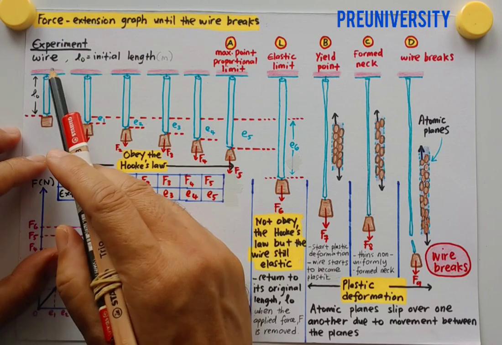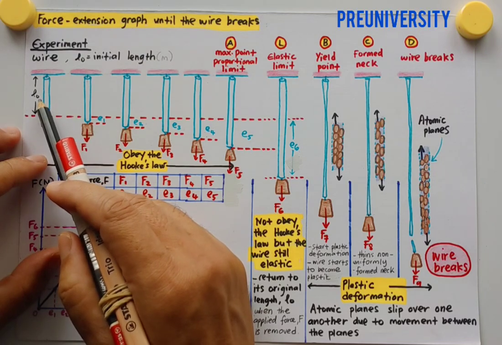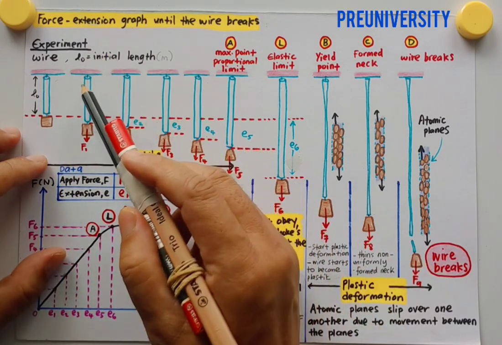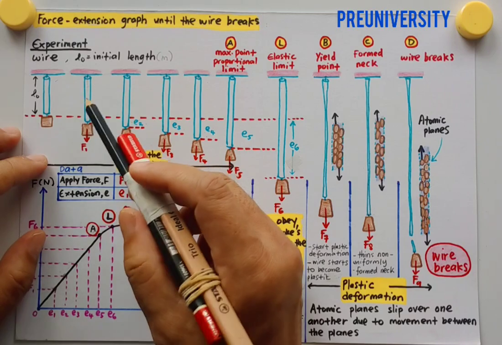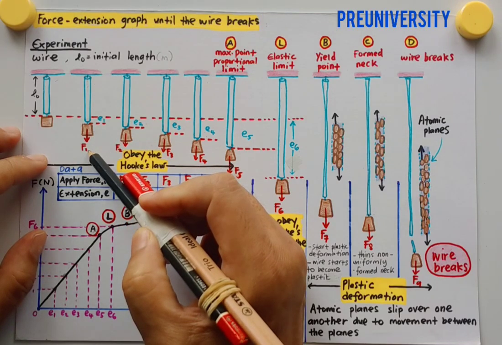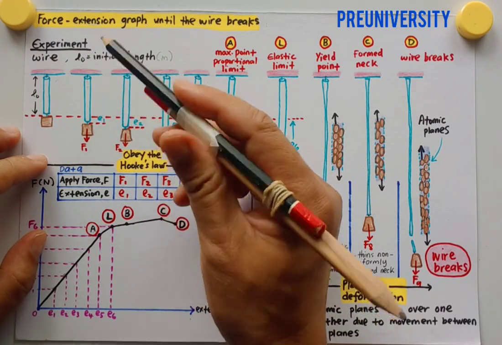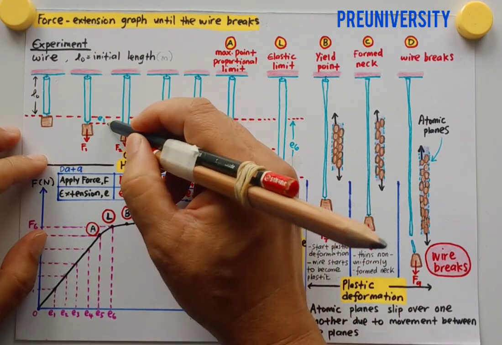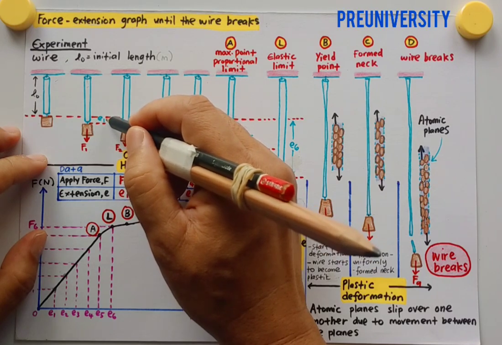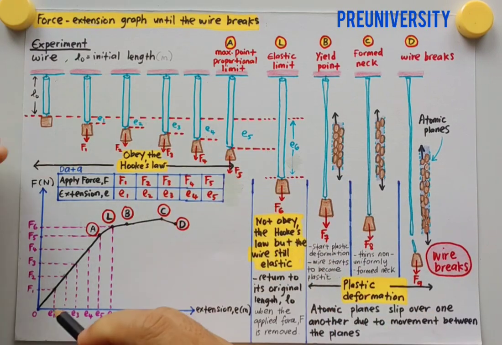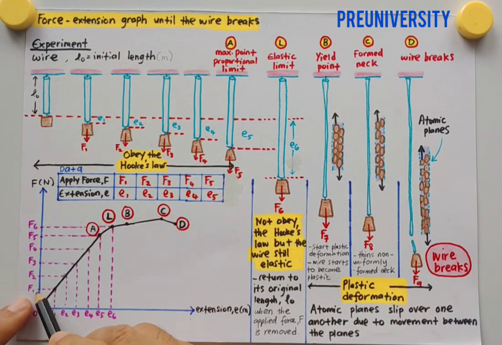So we have the wire with the L0. L0 is the original length, initial length of the wire. Then we apply the force F1 to the wire, and then what happened to the wire? The wire starts to extend. So in this case, E1. Then we plot for the graph F1, and E1 is the extension of the wire.